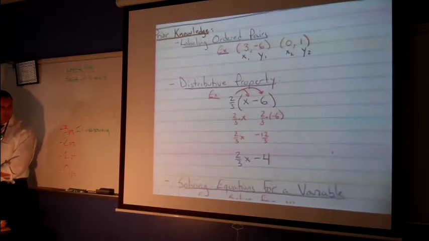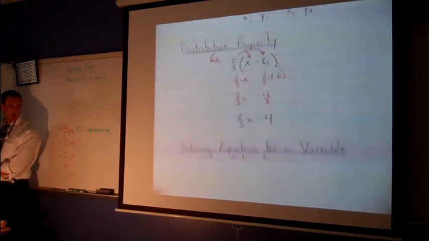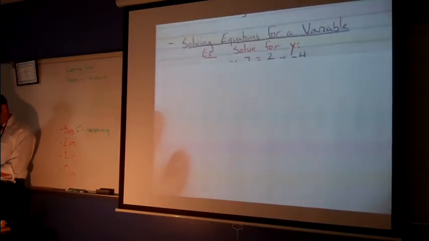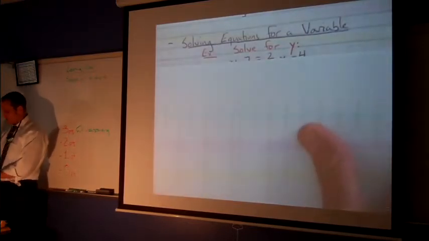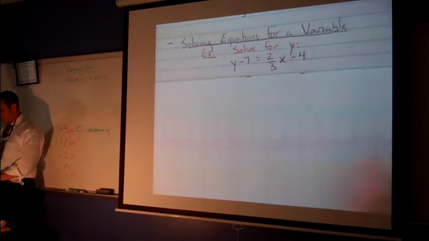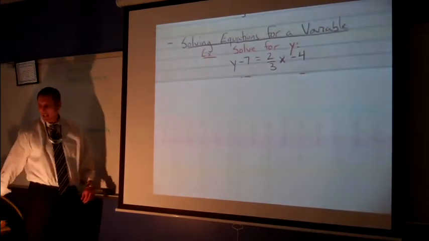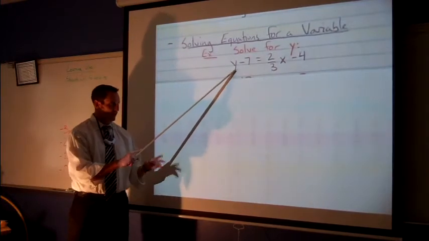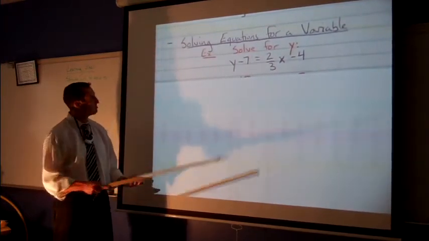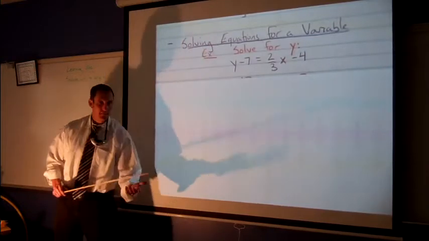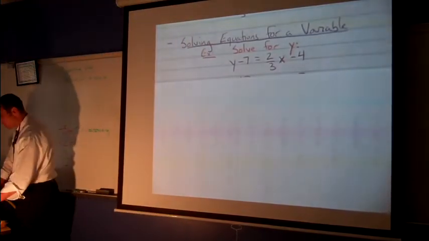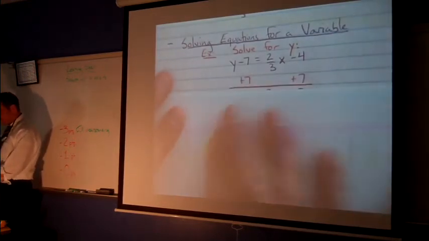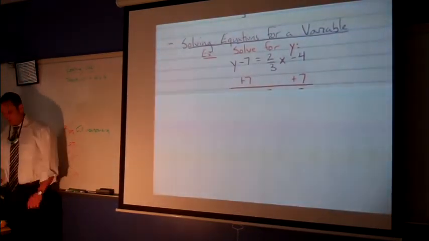We also need to remember how to solve equations for a specific variable. Here's an example if we were to solve the following equation for y. If I had this equation, I need to solve it for y. That means I need to get this y by itself. All I have to do is add 7 on both sides. I have to undo that -7. So I'm remembering how to solve equations for specific variables.